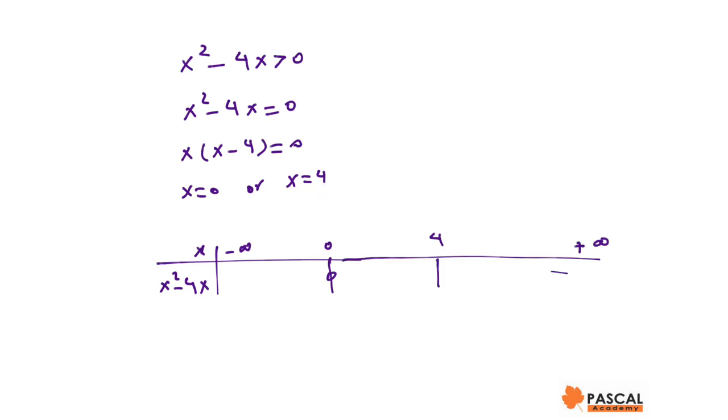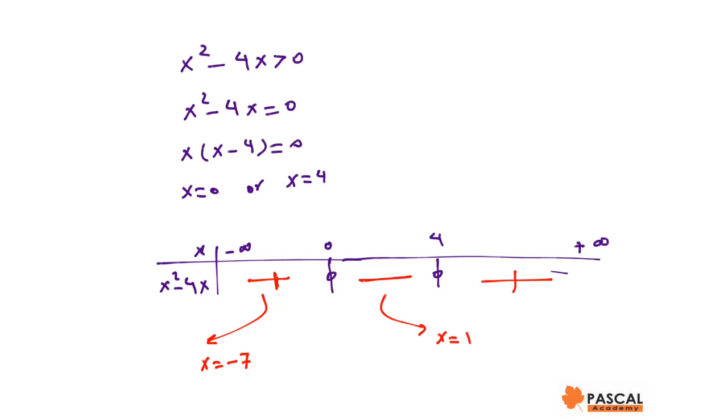At 0 and 4, x squared minus 4x is 0. Now we pick a random number less than 0. Let's say negative 7. We plug it into x squared minus 4x. We have a positive number. Between 0 and 4, let's say x equals 1. If we plug it in, we get 1 minus 4, which is negative 3, negative. And more than 4, let's put 5. 25 minus 20 is positive.